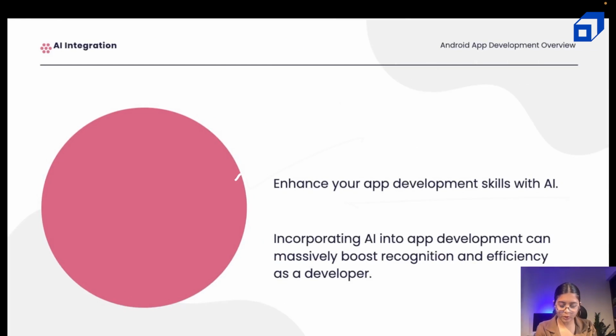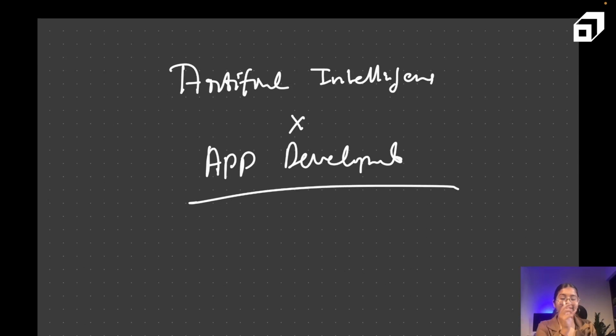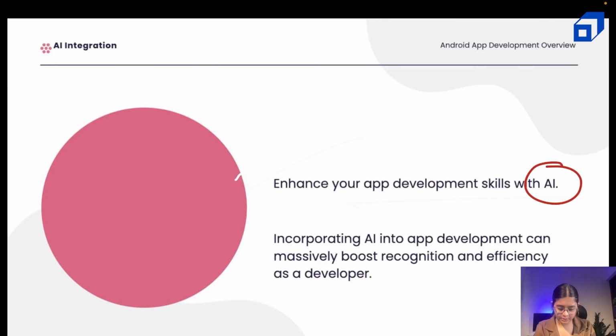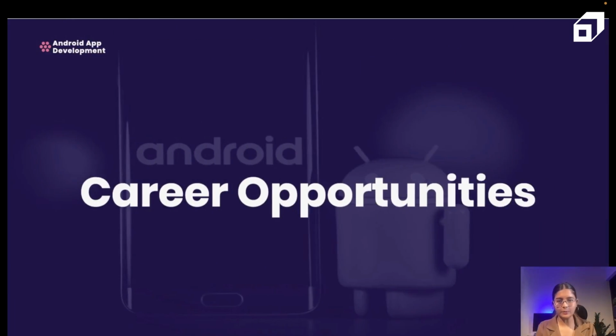Obviously, when you learn how to integrate artificial intelligence with the native application development process, you can give a lot of value to your customers as well. You will be able to write code which does a lot of extra things, code which does good things for your customer. So incorporating AI into app development can boost your credibility as a developer.